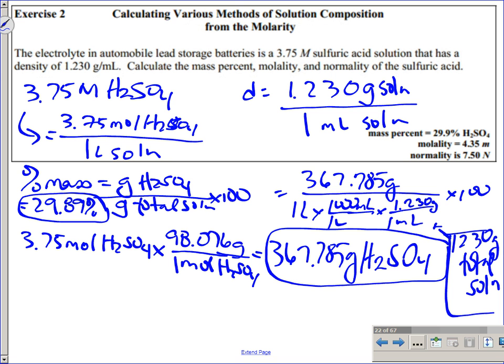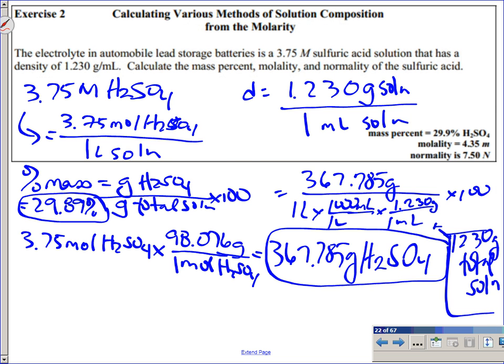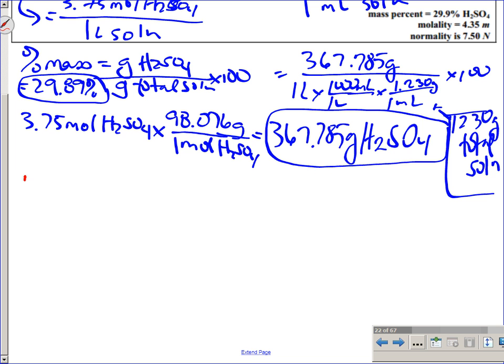All right, so we have our mass percent, but we had to find our grams of H2SO4 and our total grams over here. So then molality means what? Moles of solute, which is H2SO4, over what? Kilograms of solvent. What's our solvent? Water. Okay, I already can do that. What's our kilograms of water?